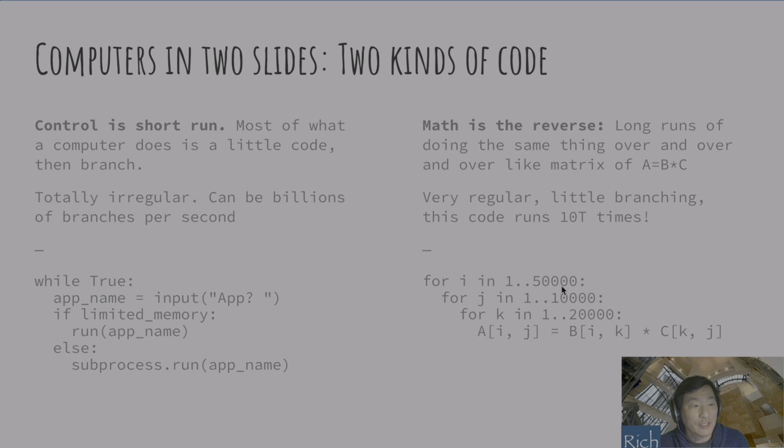So what you notice about math is it's very regular. There's very little branching. And there's what's called parallelism here, which is to say you can actually calculate each aij independently, without any dependence on the other things. So totally different. And it turns out two big branches of computing have emerged to take care of these two very different problems.